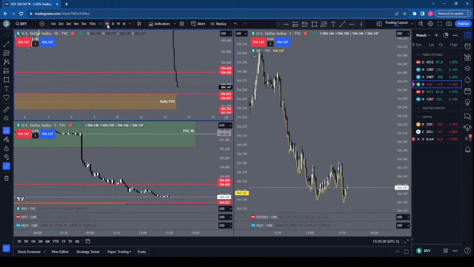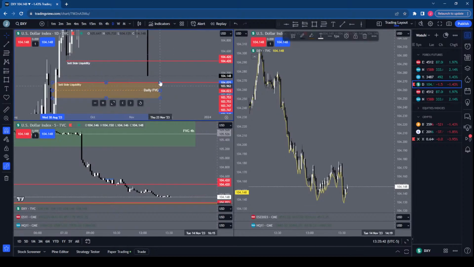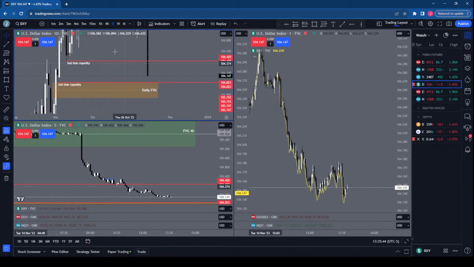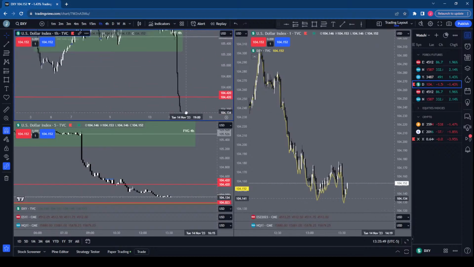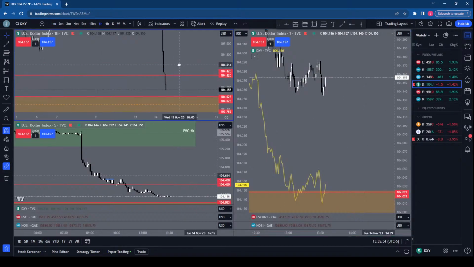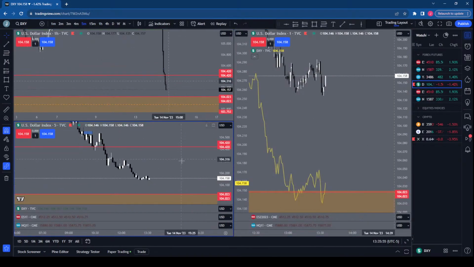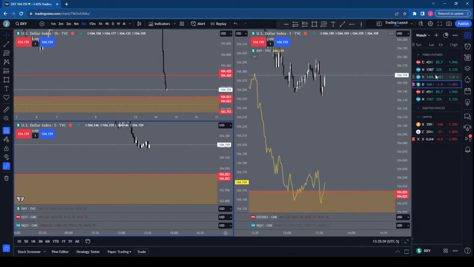I outlined, I believe it was on the daily, this daily fair value gap for the dollar. It's the next sell side I want to see taken. We're pretty close to it. So as long as we continue to make lower lows, just know we're going for that. I think it's a pretty significant level.